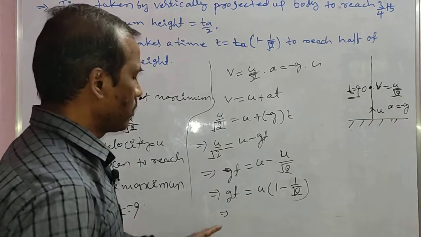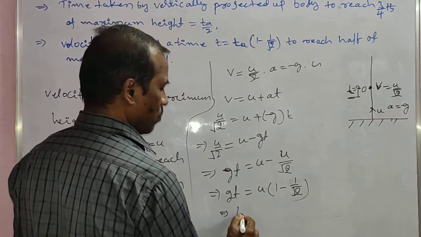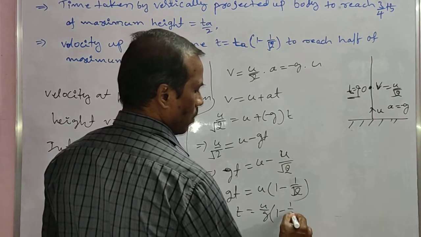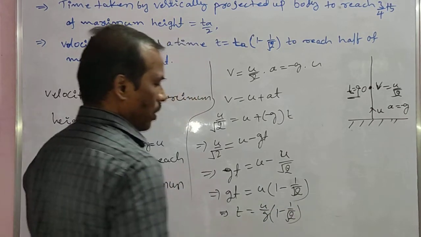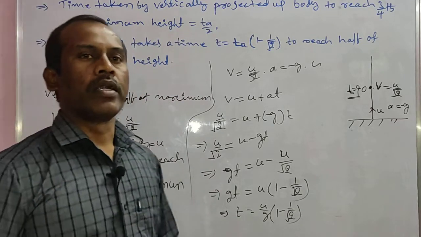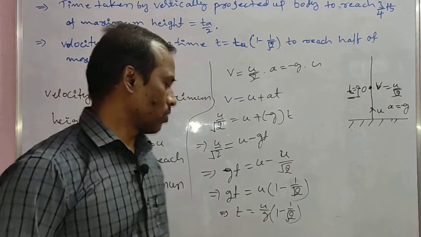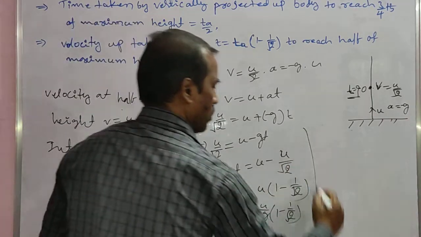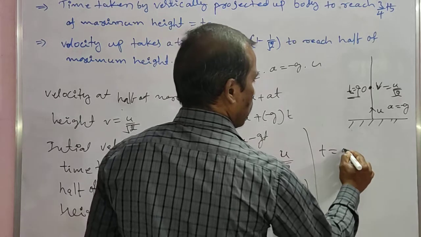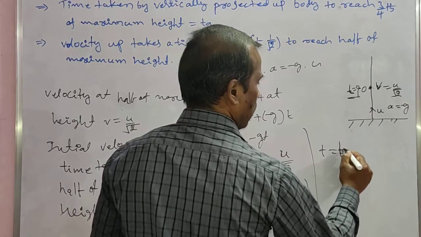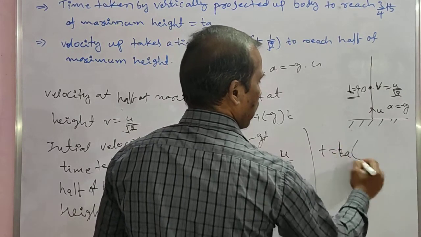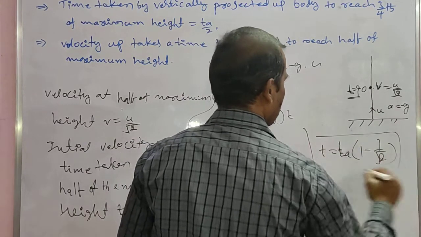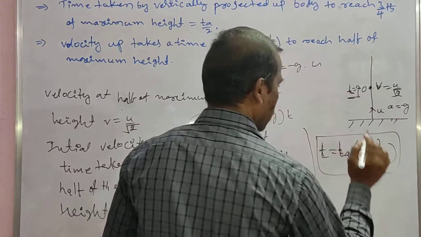We want t, so t is equal to u by g into 1 minus 1 by root 2. According to the time of ascent, ta is equal to u by g, which is nothing but the time of ascent. So t is equal to ta into 1 minus 1 by root 2. This is the answer.